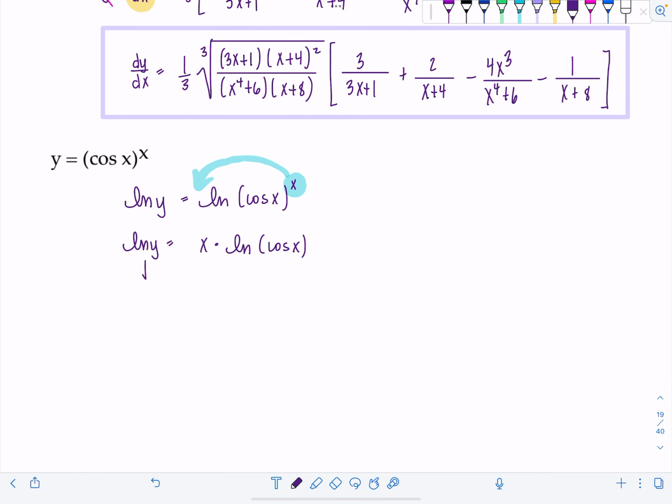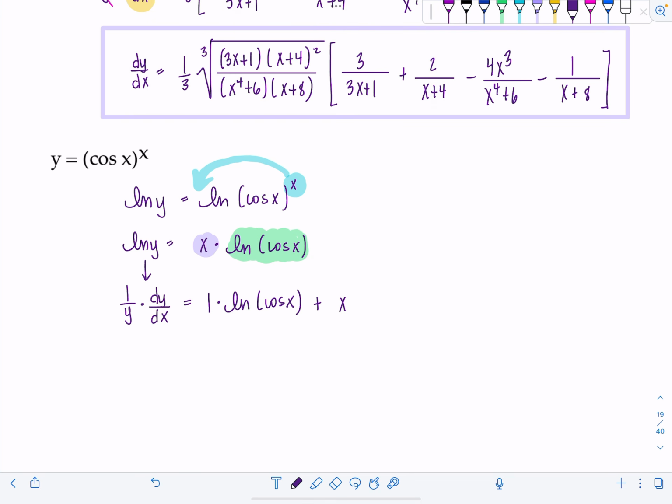Derivative of the left-hand side, derivative of ln of y is 1 over y times, use the chain rule, dy dx. Now look at the right-hand side. Be careful. We have a product of two functions, don't we? X is one function. Ln of cosine x is the other one. So product rule time. Derivative of x, 1. Leave ln of cosine x alone. It's not his turn.